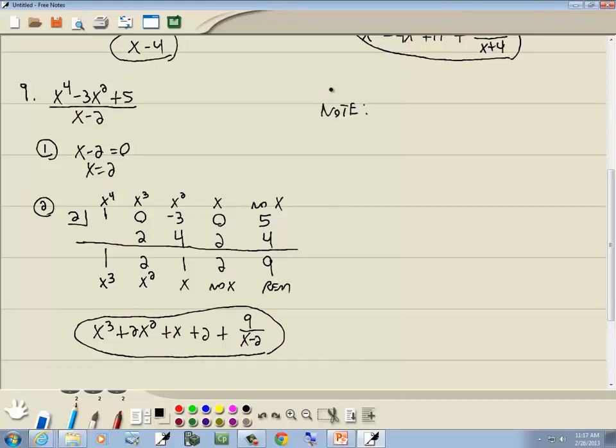Again, once it clicks with you, you'll love it. You'll want to do everything with synthetic division. Up to that point, you may be like, no, long division, I want to stick with it. Now, when can we use synthetic division?